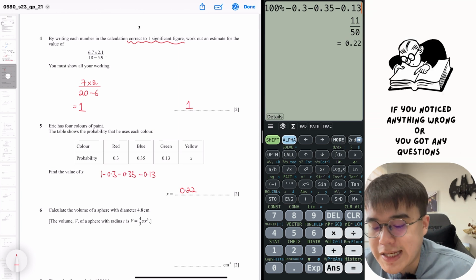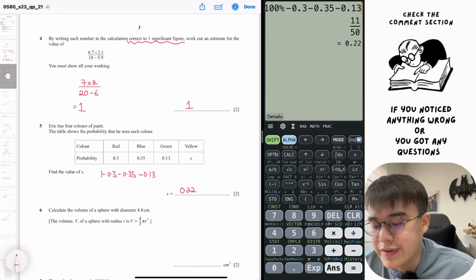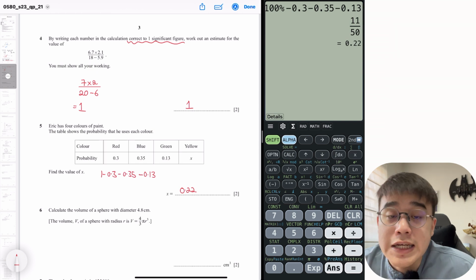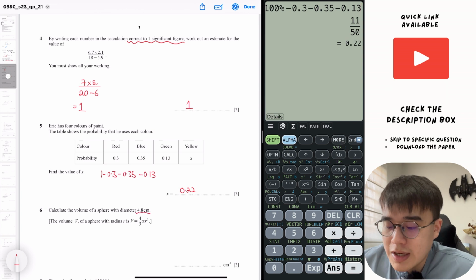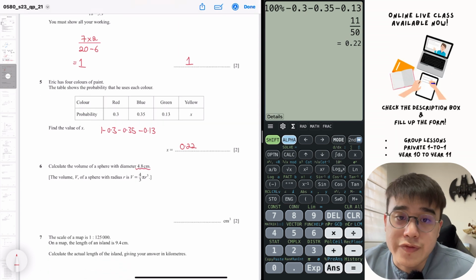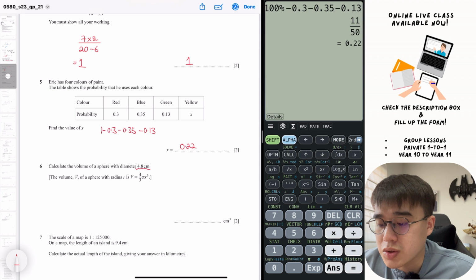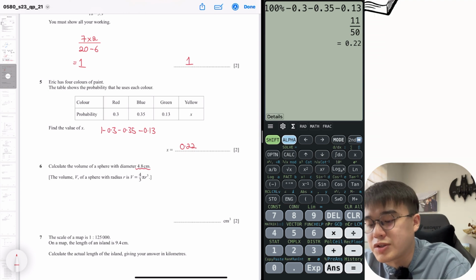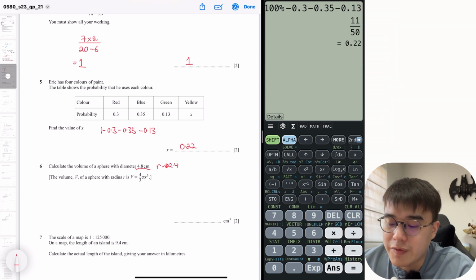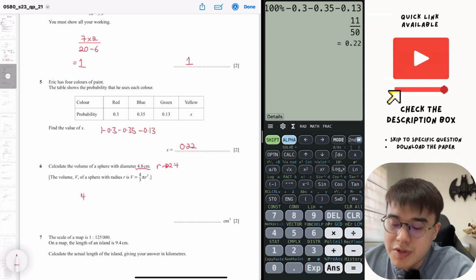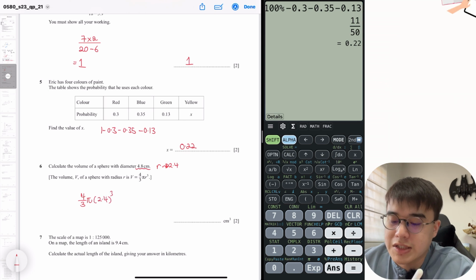Moving on to question 6, we have a volume of a sphere with a diameter of 4.8. The catch here in this question is actually the term diameter. You must note that we have to use radius for the calculation. So the 4.8 will be divided by 2. That will result in 2.4. And with this, you're able to substitute it into the formula to work out the final answer.